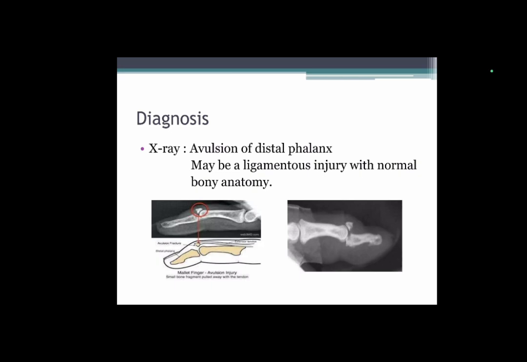Now that we have understood the anatomy involved, let us discuss the mechanism of injury and how jersey finger occurs. It occurs when a flexed finger is suddenly and forcibly extended. The flexor digitorum profundus tendon is actively contracting during the injury. Sudden extension causes avulsion of the flexor digitorum profundus tendon from its insertion on the distal phalanx. After understanding how the injury occurs, let us discuss the clinical features and signs commonly seen in patients with jersey finger.